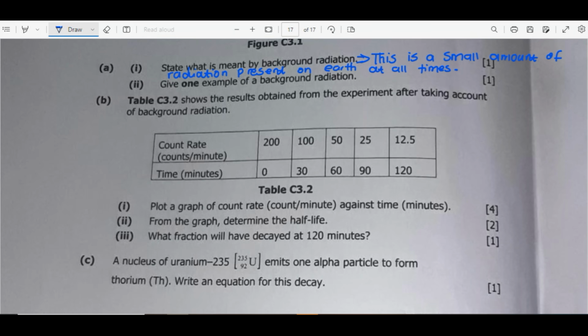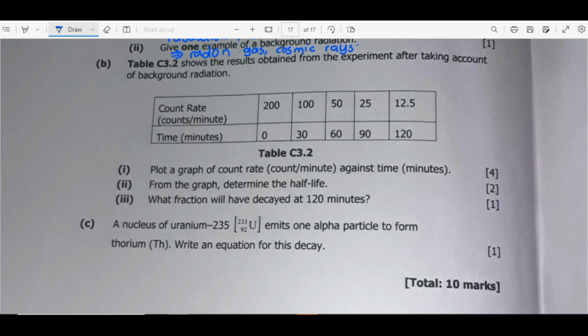Roman number two, give one example of a background radiation. We can use radon gas, even cosmic rays. We move on to question B. Table B 3.2 shows the result obtained from the experiment after taking account of background radiation.